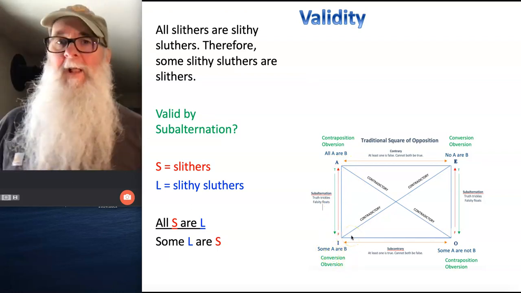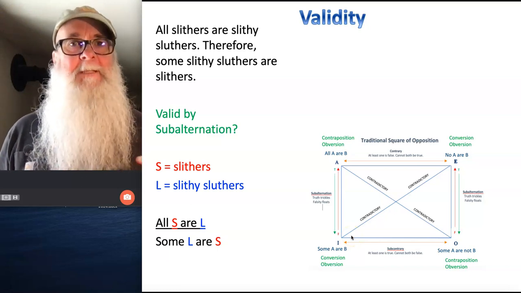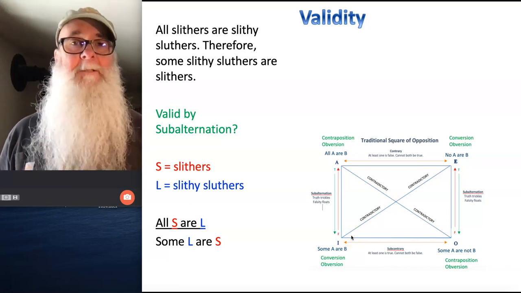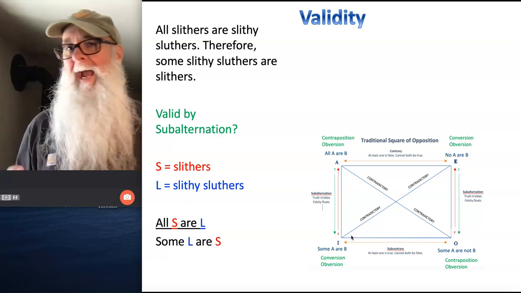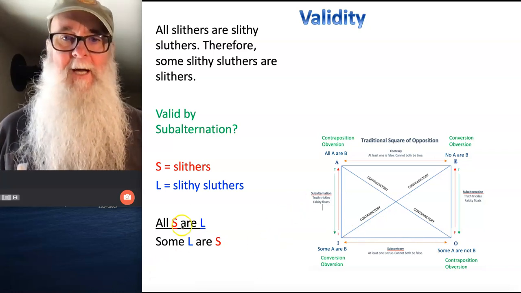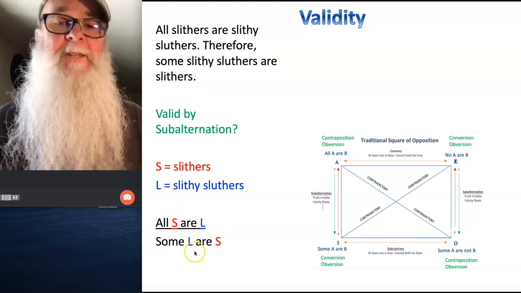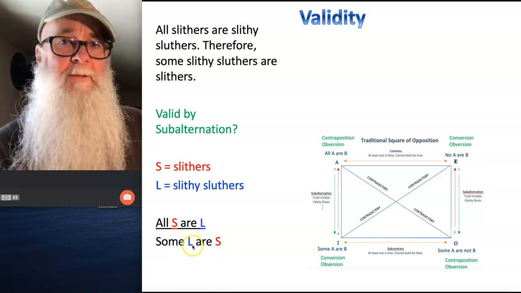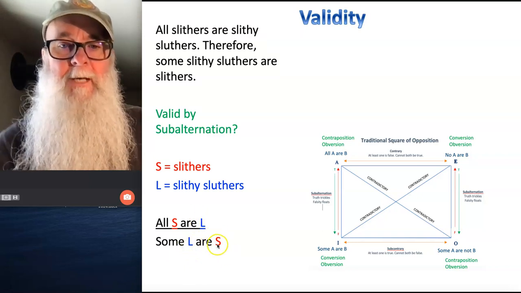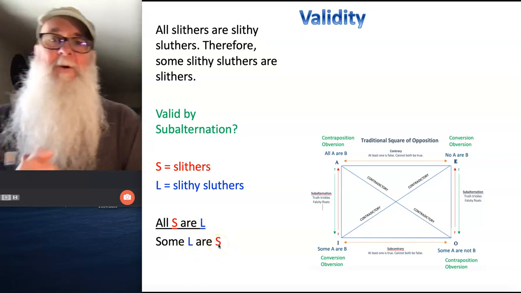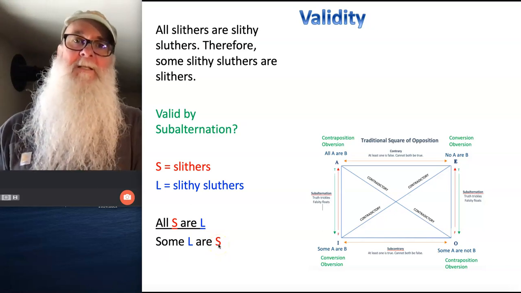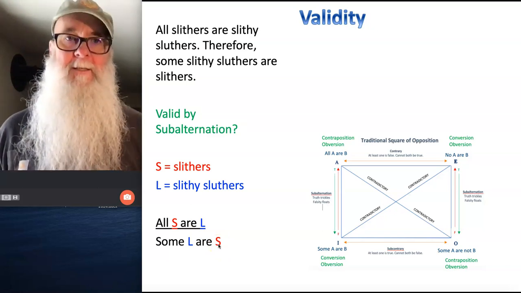However, those A and I statements have to be corresponding. In other words, their subject and predicate terms have to be identical, and here I can see they're not. In the premise, my subject term is S, and that's not the subject term of the conclusion. The subject term of the conclusion is L. And you can see the same thing going on with the predicate terms here. So to say that this argument is valid by subalternation doesn't get us there.